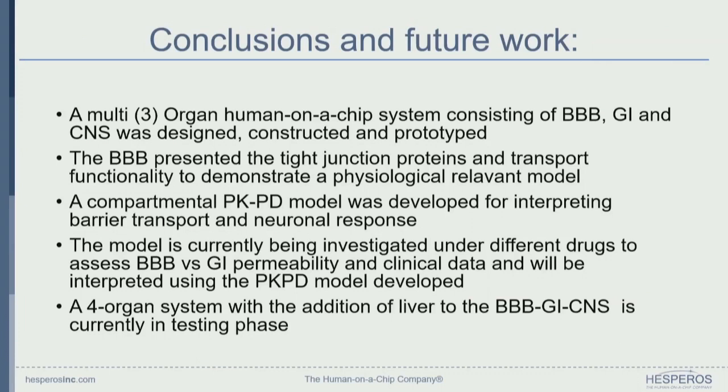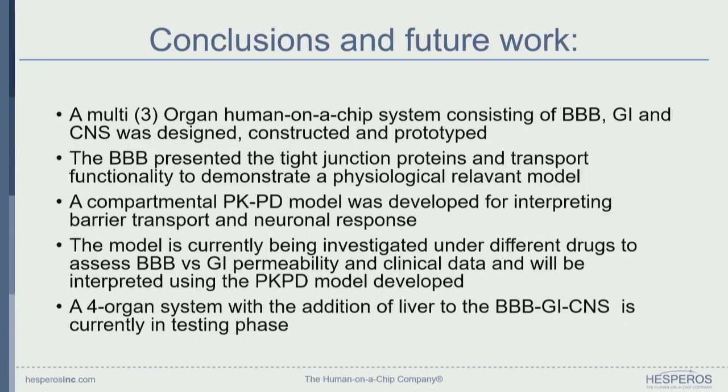But overall, in terms of conclusions and future work, we developed a 3-organ microfluidic system with the BBB, GI, and CNS, and we validated the health and the robustness of the cells themselves using different kinds of molecules to look at transport, and active and passive transport. We showed that the BBB presented the appropriate tight junction proteins and transport functionality. We developed a 3-compartment PKPD model for interpreting the barrier transport and neuronal response.